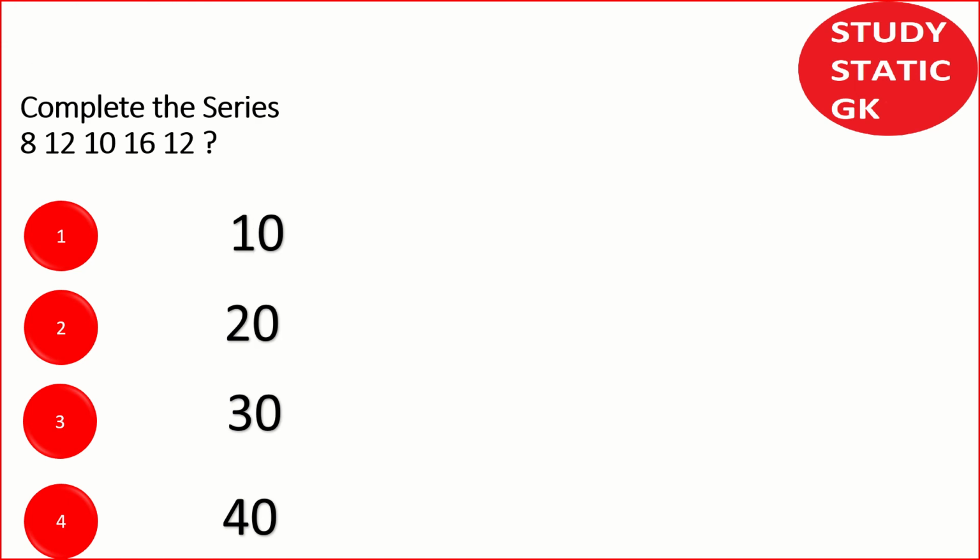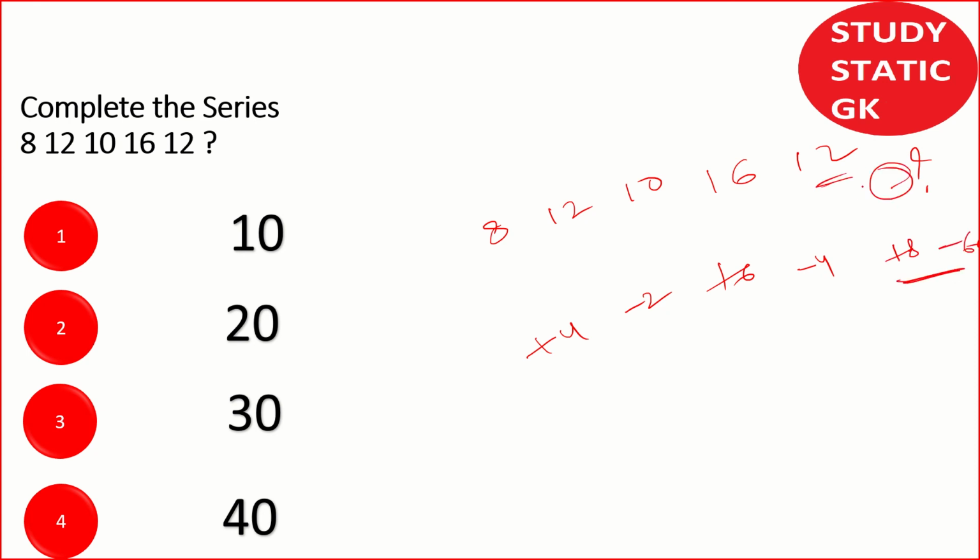Next question. Complete the series 8, 12, 10, 16, 12, question mark. Here plus 4, minus 2, plus 6, minus 4, and plus 8, minus 6 will be there. So plus 8 means 12 plus 8, so 20. 20 is the answer. Again 20 minus 6 is equal to 14. So next here it will be 20, and again here it will be 14.